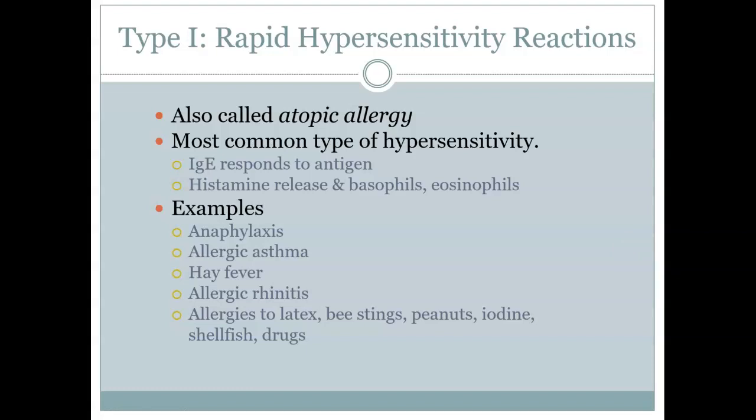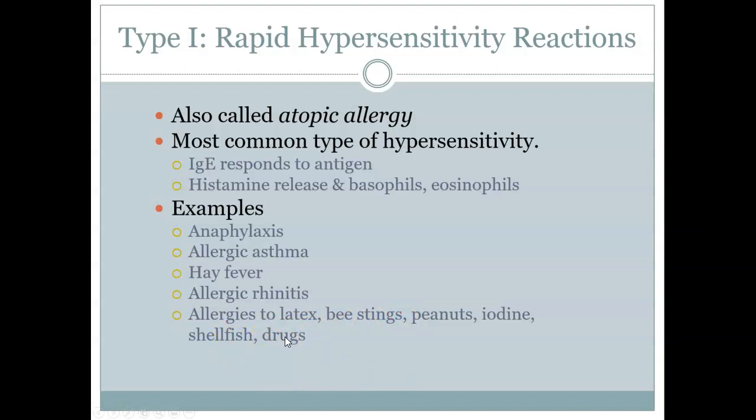This is also called atopic allergies. It's the most common type of hypersensitivity. It's when the IgE responds to an antigen and releases histamine and basophils and eosinophils in response to that antigen. So some examples of type 1 hypersensitivity is when a patient has allergic asthma, hay fever, they have allergic rhinitis, they have allergies to latex, bee stings, peanuts, iodine. Some people have hypersensitivity reactions to shellfish and certain drugs.